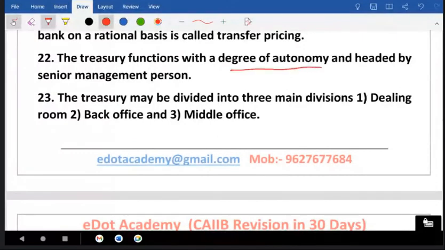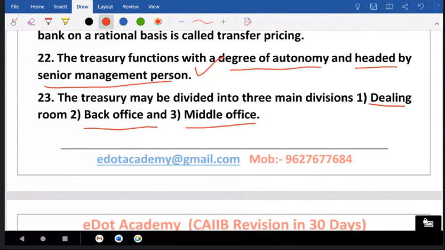Sometimes decisions are also taken very quickly due to very speedy changes in foreign exchange. So treasury may be divided into three main divisions: dealing room, back office, and middle office. Dealing room means front office, you can say. Back office is totally back, and then the middle office.